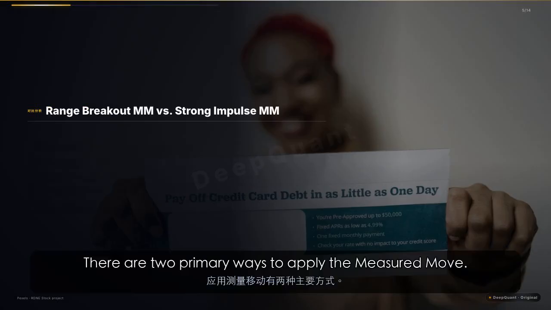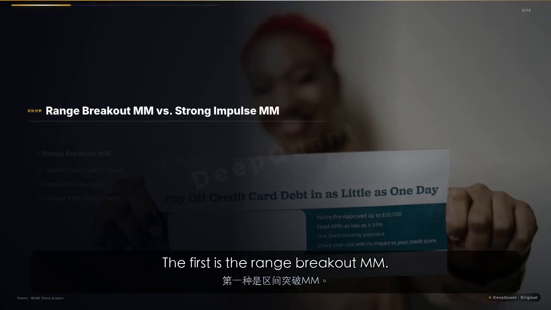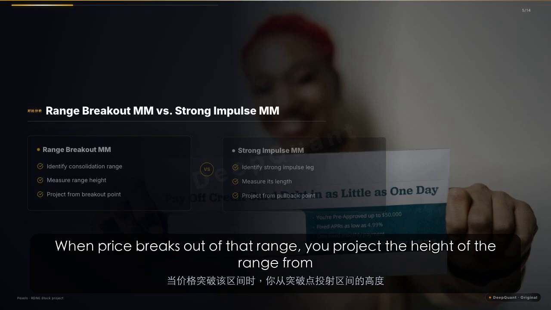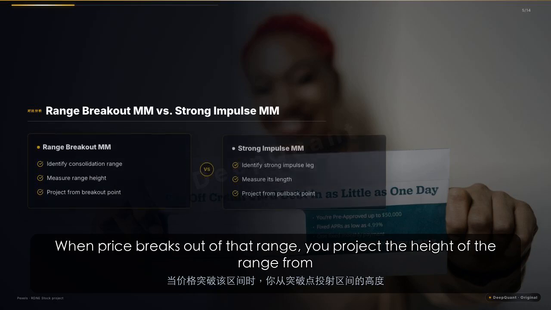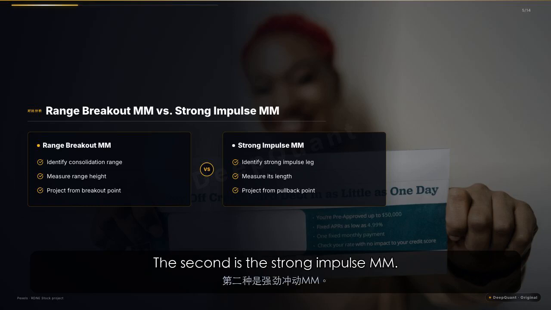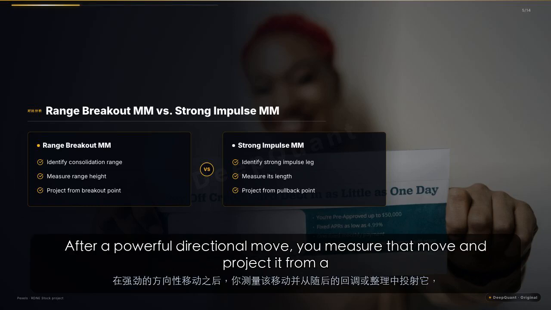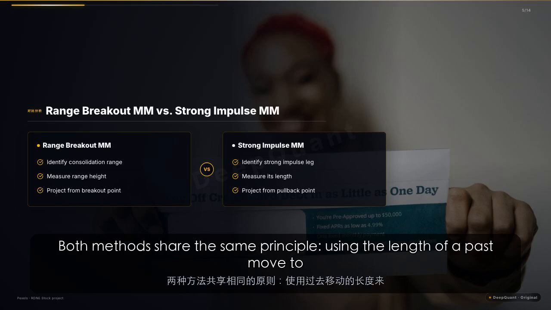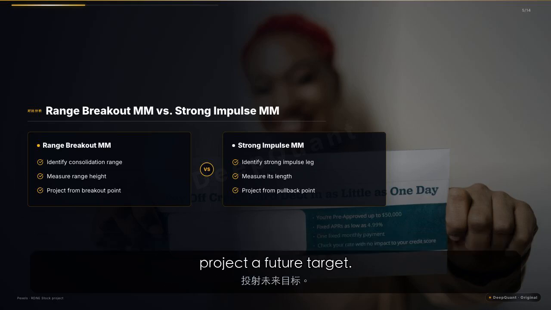There are two primary ways to apply the measured move. The first is the range breakout measured move. Here, you identify a consolidation range with clear support and resistance. When price breaks out of that range, you project the height of the range from the breakout point to estimate the target. The second is the strong impulse measured move. After a powerful directional move, you measure that move and project it from a subsequent pullback or consolidation to estimate where the next leg might end. Both methods share the same principle, using the length of a past move to project a future target.